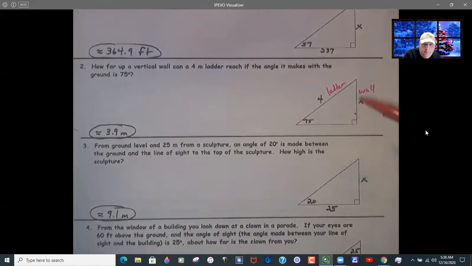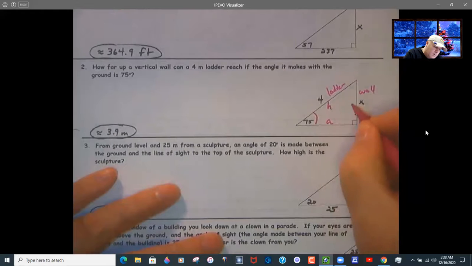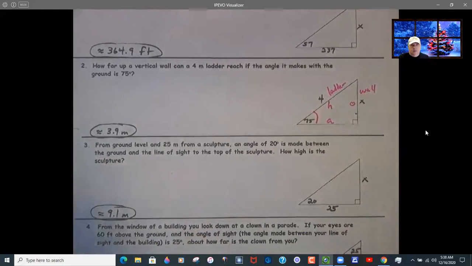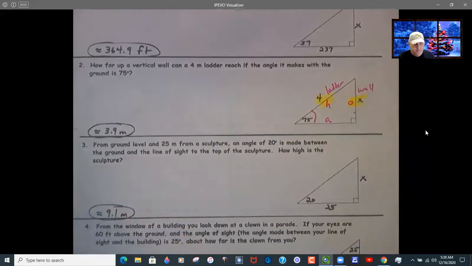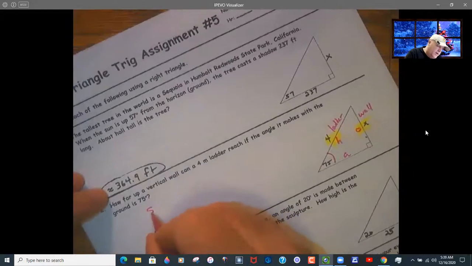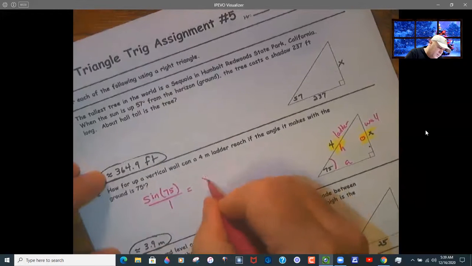So how far up? Sometimes it asks for this length, but you have to know what it is that these things represent. So note you have the O and the H with the X and the 4. Sometimes you have to put the X in. Here you did. You had to set the whole thing up. So note that sometimes you have to put the X down by the side that you want to solve for, and then you'll know what two sides have the labels. So this is a sine of 75, I'll put that over 1, equals X over 4.